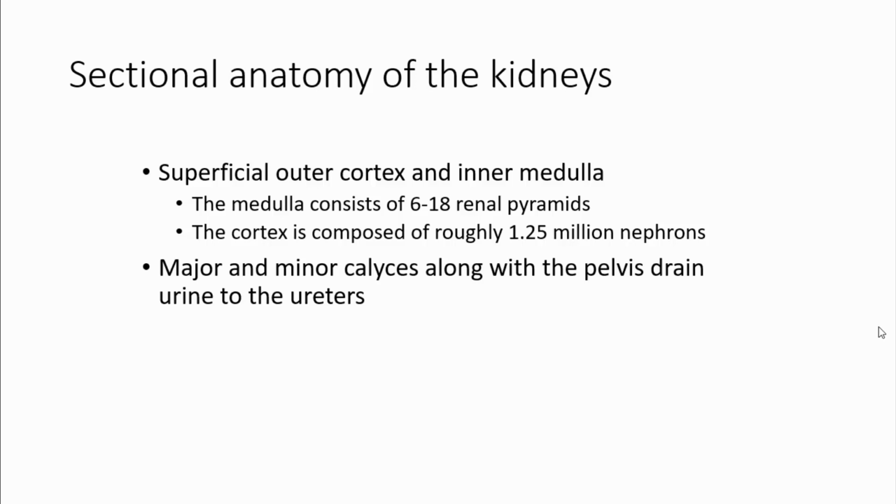Now, if we do a coronal section through the kidney, we can see that there's going to be a superficial outer cortex and an inner medulla. The medulla consists of 6 to 18 renal pyramids. And the cortex, remember cortex means bark, like on the bark of a tree. So it's the outermost layer. The cortex is composed of roughly 1.25 million nephrons. We're going to have what are called major and minor calyces along with the pelvis, which drain urine into the ureters.